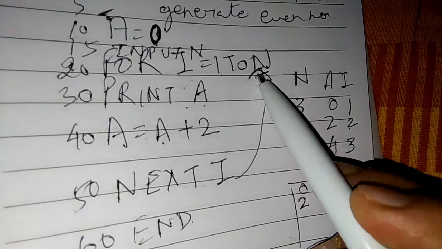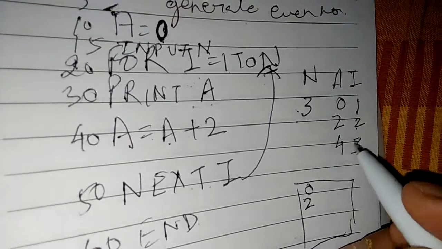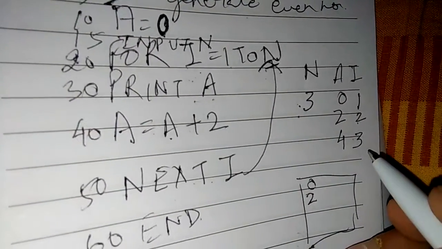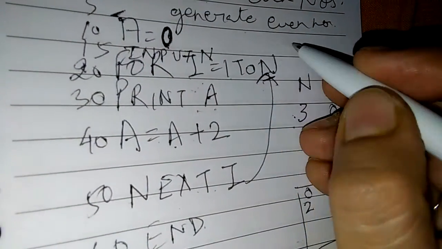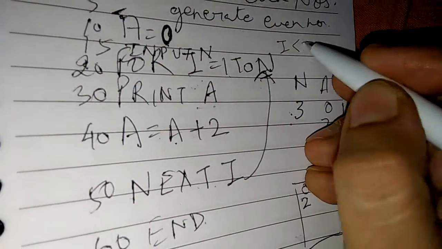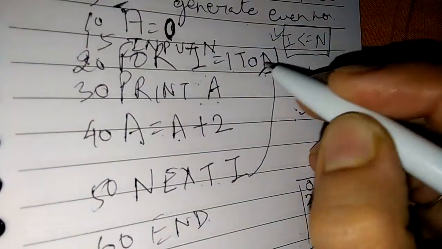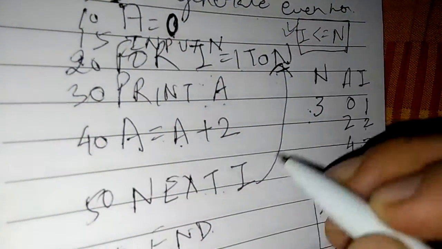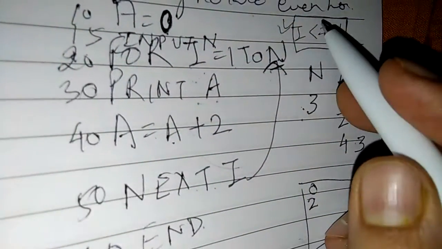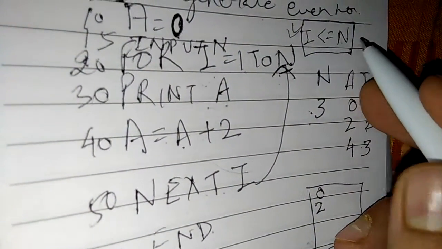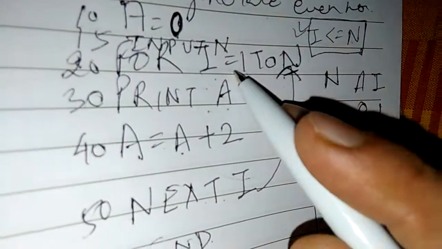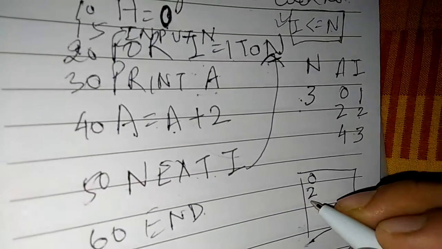Now it will check 3 is less than or equal to 3. Yes, because it is equal to. The condition we check here is i is less than or equal to n. Until and unless this condition is true in the for loop, the loop continues. So because equal to is correct, this will again run and a will be printed.